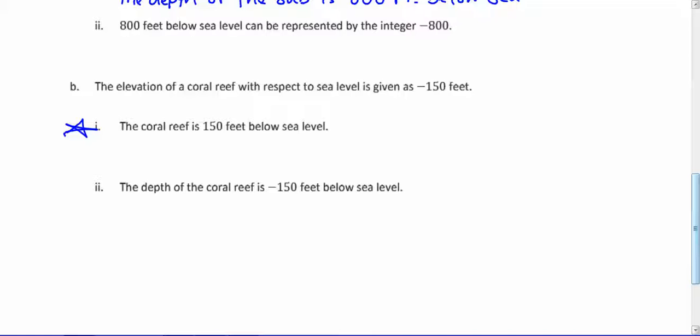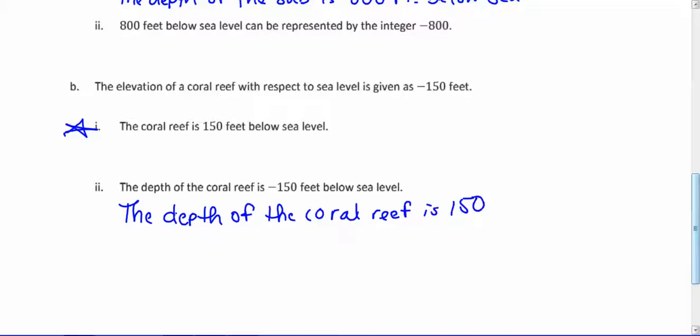All right, so the depth of the coral reef is 150. So she's writing this as a positive now, but to make sure people know it's below sea level, she's got to indicate that by writing below sea level. Oops, feet below sea level. That's one option. What else could we do?